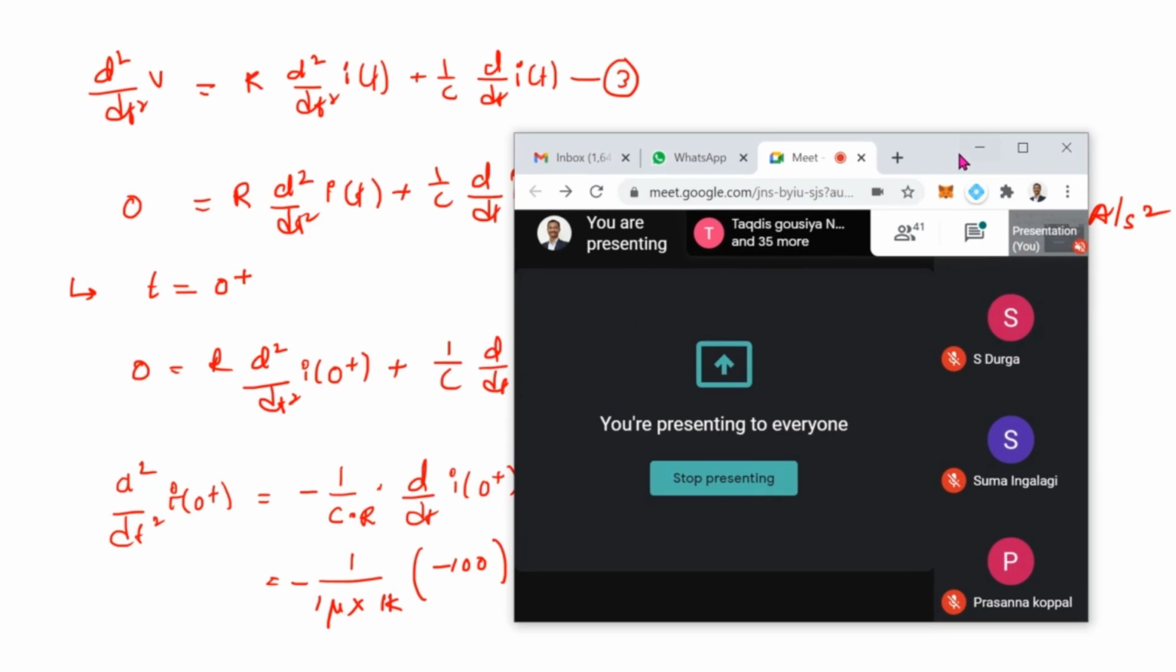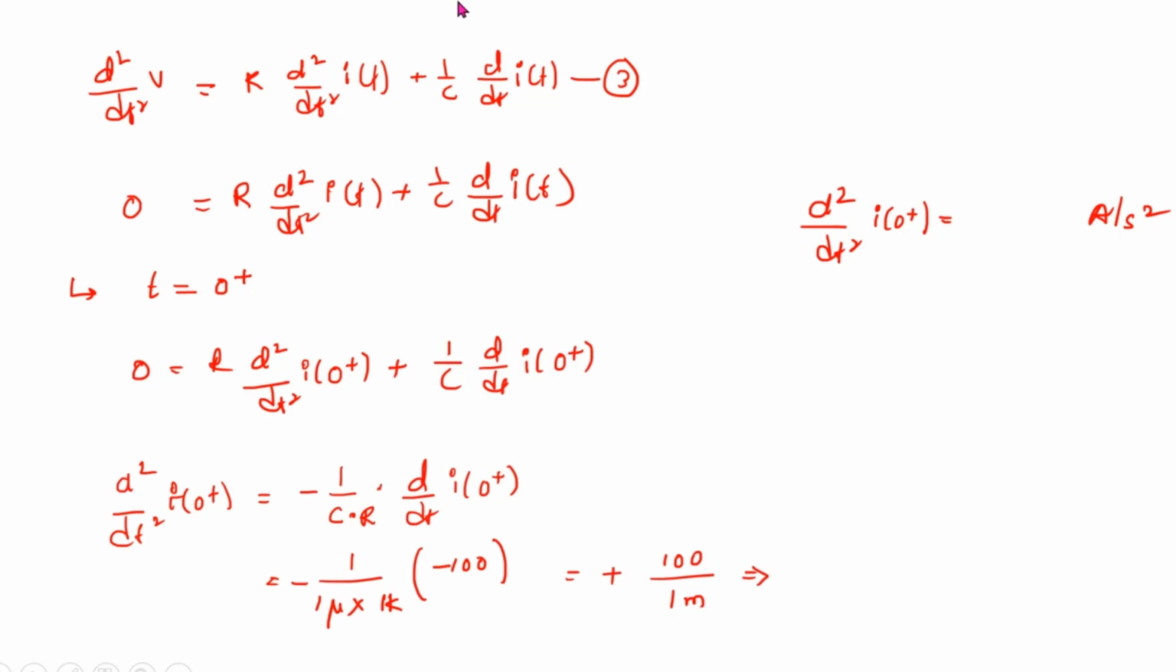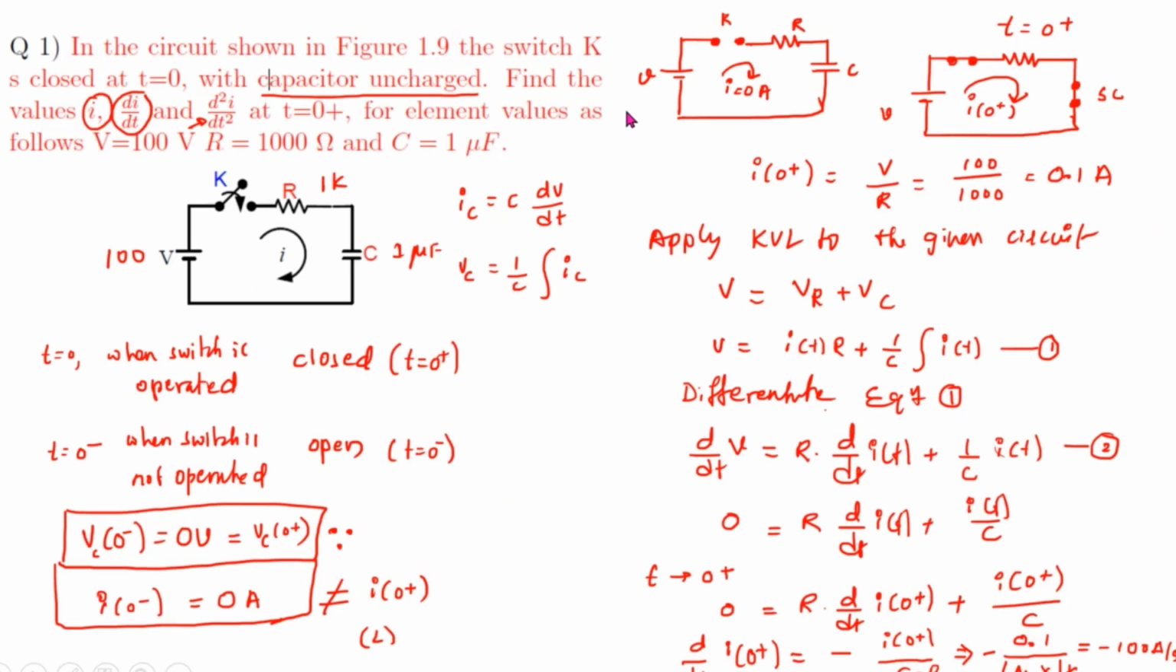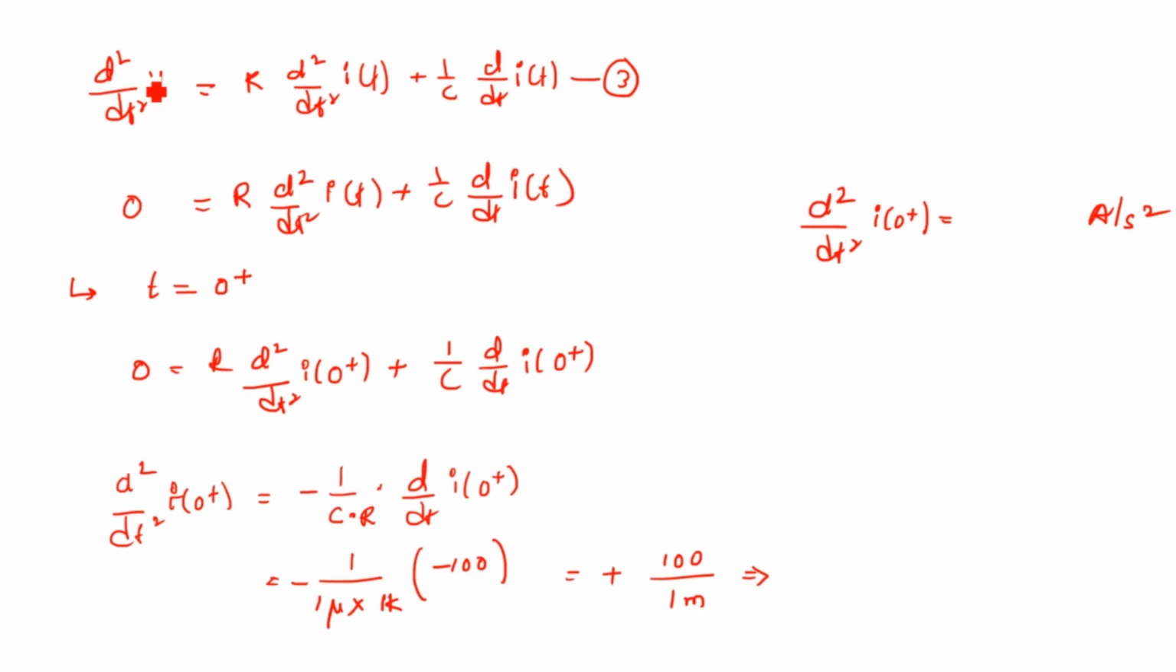Tell me the value. Here I have simply differentiated equation number 2. Equation number 2 is this one. So the differentiation of this is d square by dt square of v, R is constant, so d square by dt square of I of t plus 1 by C d by dt. That is done here. Then double differentiation of constants is 0, R is written as it is. Wherever t is there, replace it by 0 plus: R d square by dt square of I0 plus, plus 1 by C times R, right. So it is to be calculated here.